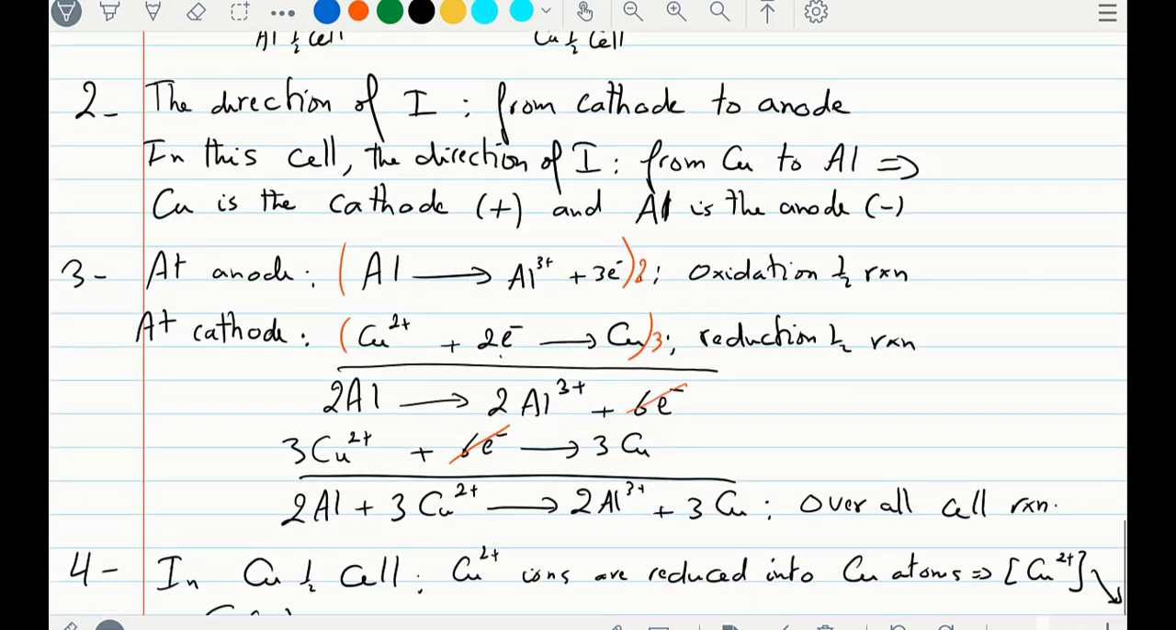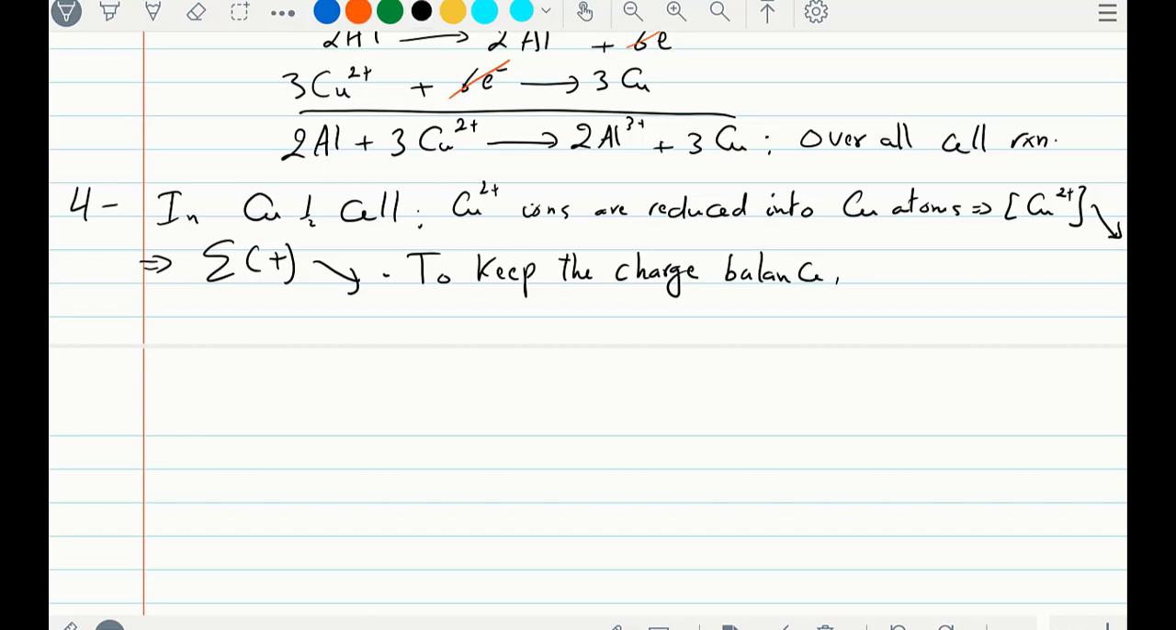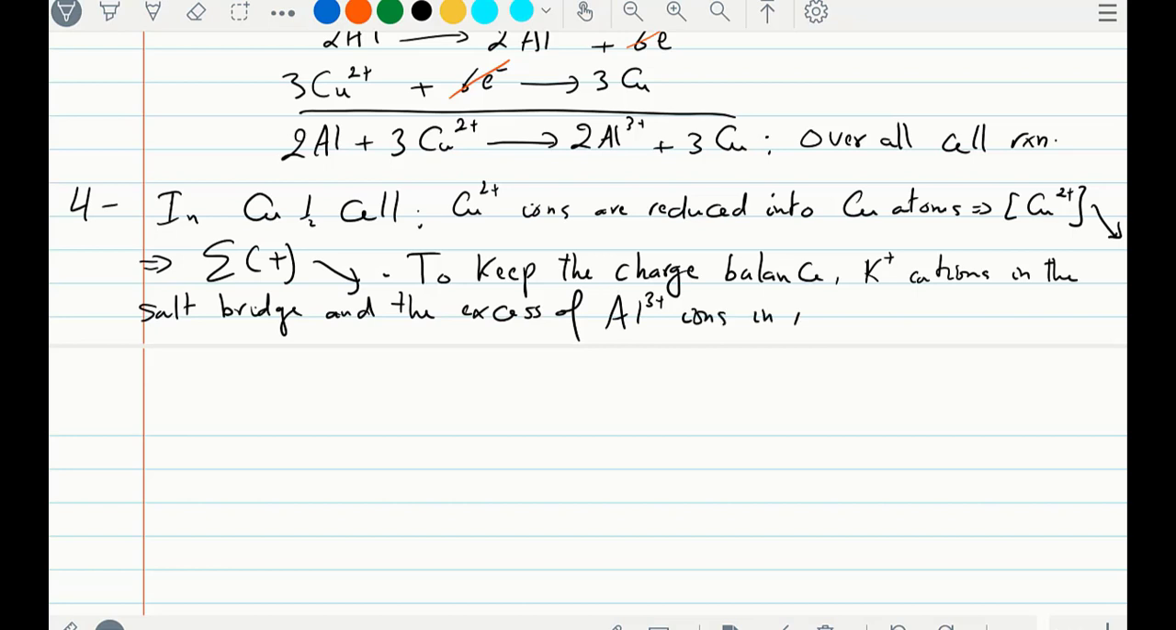Then we write: to keep the charge balance, K+ cations in the salt bridge and the excess of Al3+ ions in the Al half cell move toward the Cu half cell to keep the charge balance in the solution of the half cell.